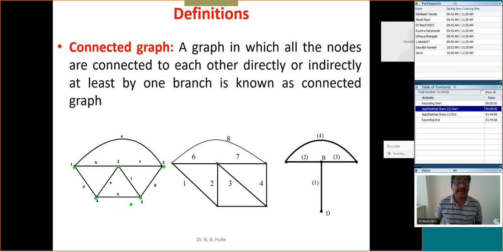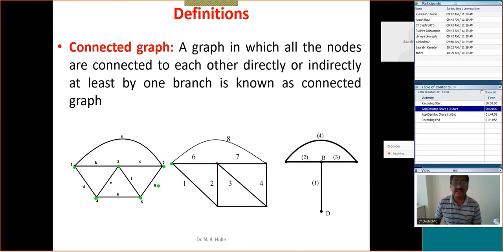All these nodes are connected to each other directly or indirectly. For example, node 4 and node 3 are connected through branch E and branch 6 indirectly. Node 5 and node 3 are connected directly through branch G. Is it right? Such a graph is known as a connected graph.